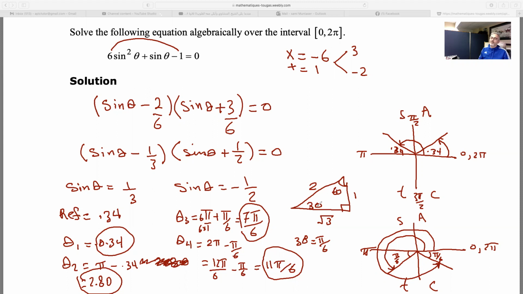But one advice though, make sure you know your special angle triangles, because in grade 12, you need to know your special angle triangles, because they're going to ask you a lot of exact value questions. Okay. Let's move to the next question.